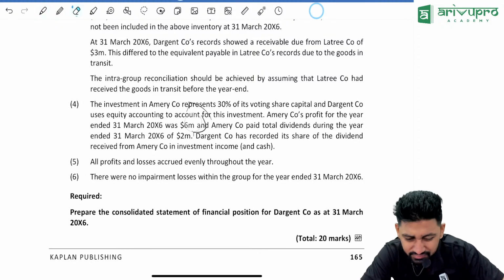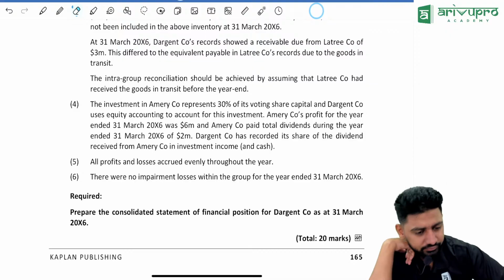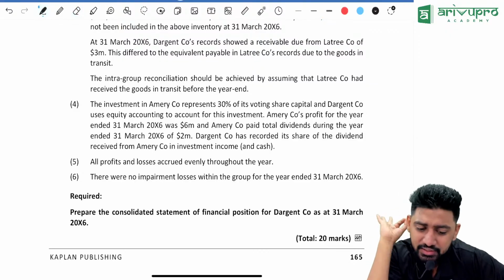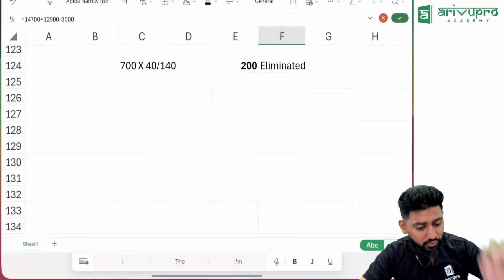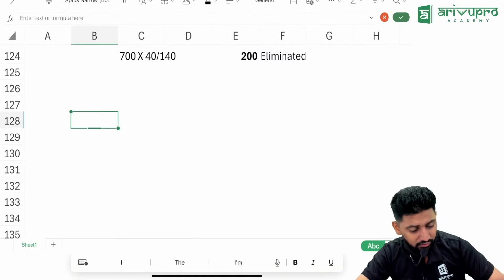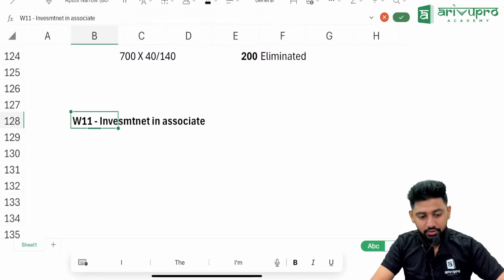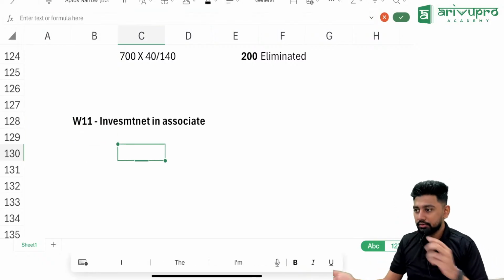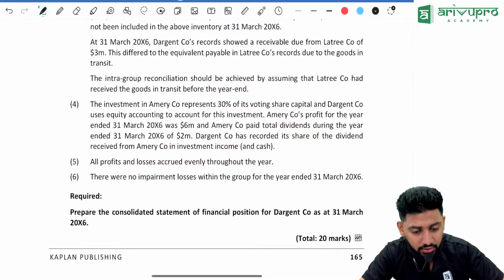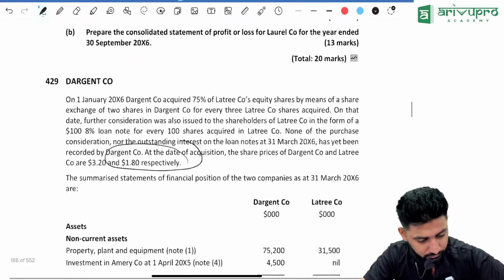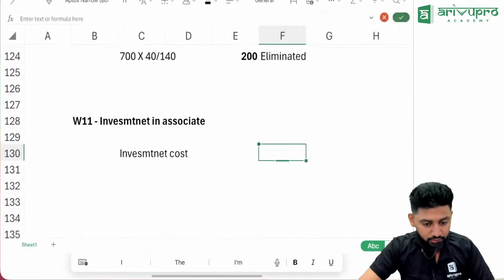Okay, let's take it one by one. Let's take it very simply. The investment in A represents 30% voting share capital. What is that? Investment in associate. We know that. If it's investment in associate, what should you do? You have to calculate investment in associate. Correct. Working number 11, investment in associate. To calculate investment in associate, what do you need? Investment cost. Investment cost is how much? They say investment cost is on top. How much? 4,500. Correct.